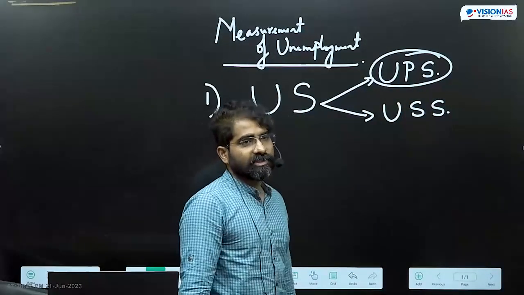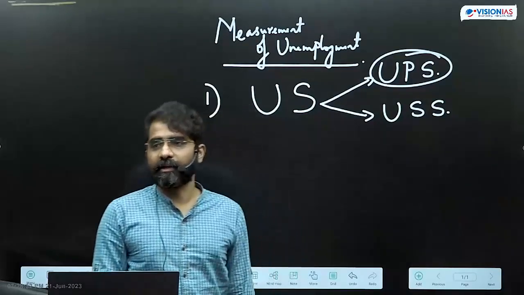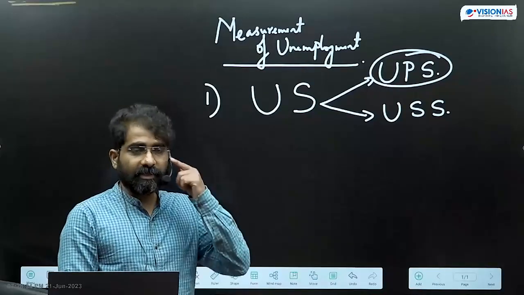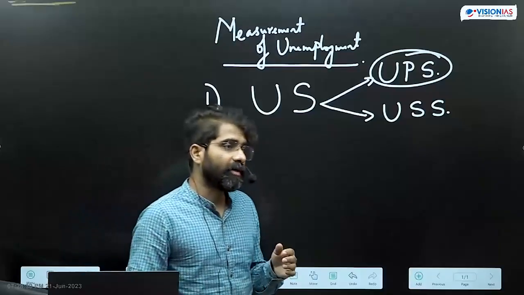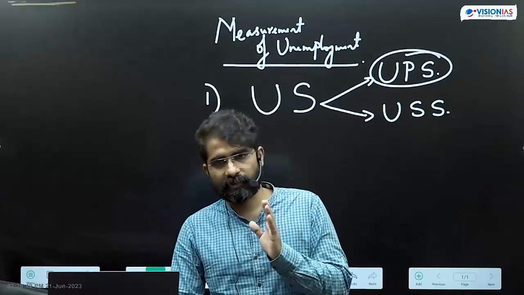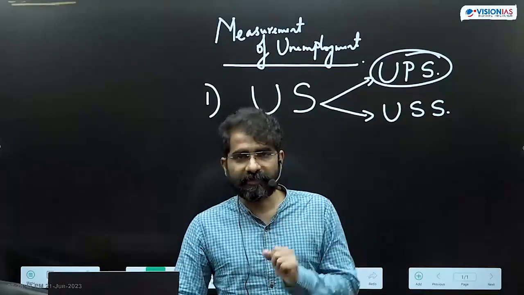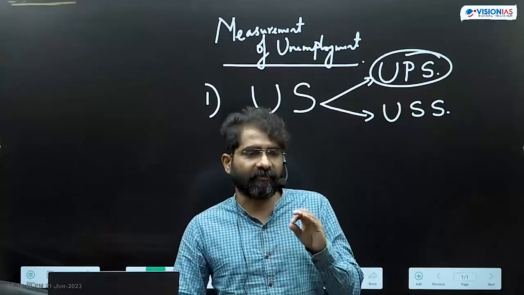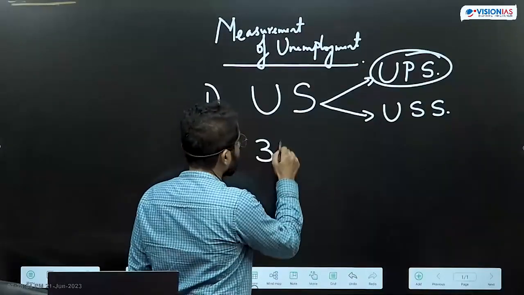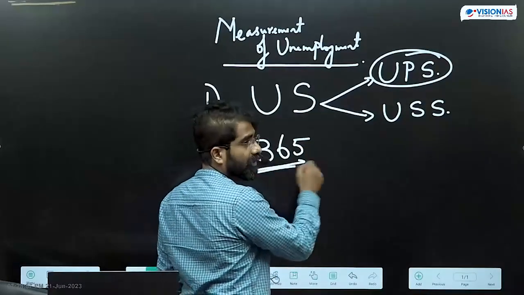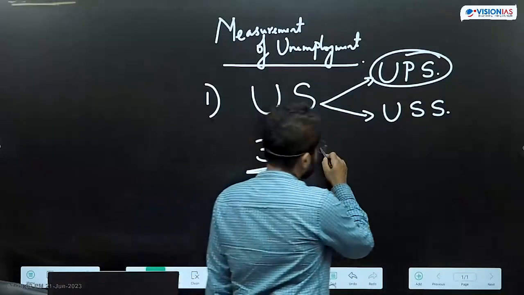So what is this usual status? Suppose today they have decided to calculate unemployment. They will take the data of 1 year prior to the date of survey. That means you want to conduct the survey today, and you take the data of 1 year prior to the date of survey. That means basically you are taking the data of 365 days, and you will use this data to find out the unemployment.